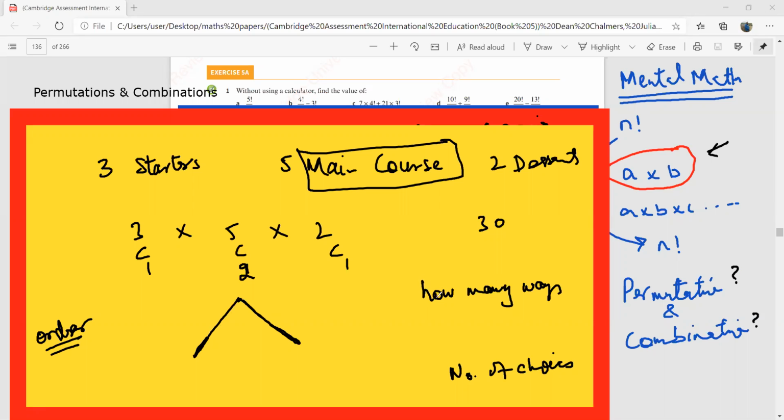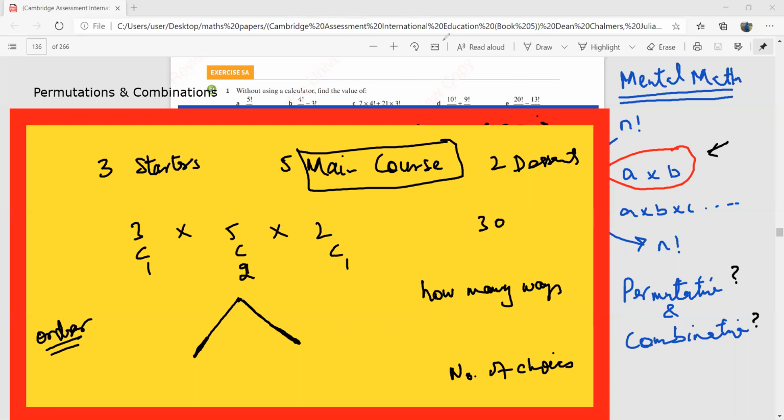Yes, beta. Sir, why did you write 5C2? Because you can have 2 different dishes from the main course. So now, you can choose 2 out of these 5. You can choose 2 out of 5. Okay? For now, I'll not confuse you about this order thing.